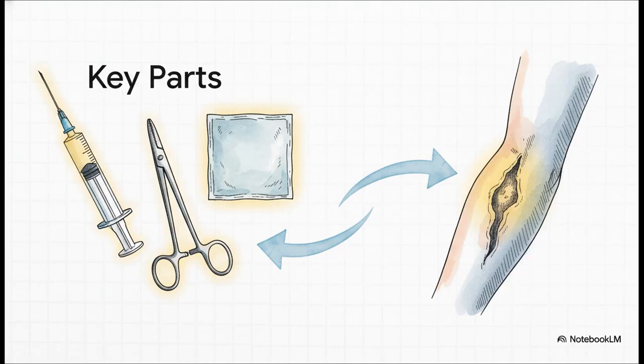ANTT is really built on two fundamental concepts. First, you've got your key parts. These are the critical bits of your equipment, like the tip of a syringe or the pad of a dressing that will actually touch the wound. Then, second, you have key sites. These are the vulnerable spots on the patient, like the open wound itself. The whole system is designed to keep these two things protected.